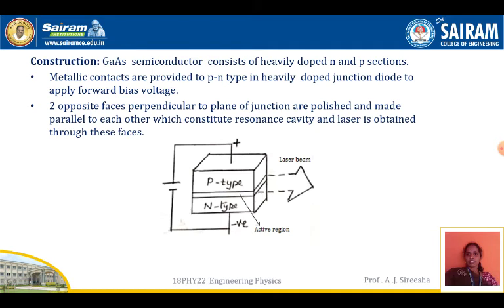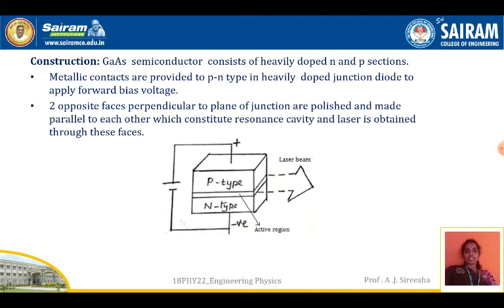Next, construction. The gallium arsenide semiconductor consists of heavily doped N and P sections. N is an N-type semiconductor, P is a P-type semiconductor. N has an excess of electrons and P has an excess of holes. Metallic contacts are provided to the PN junction diode, which is heavily doped, to apply the forward bias.